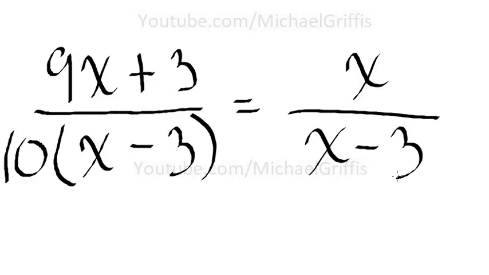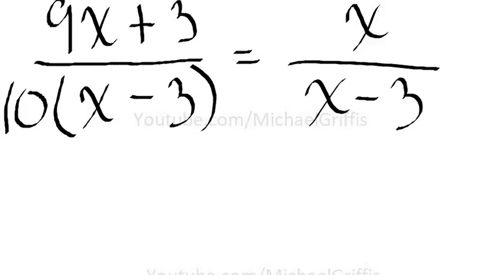What's going to happen? These guys are going to cancel out when you do that if you multiply both sides by x minus 3. So that is what we're going to do. So we'll just say we did it. How's that?